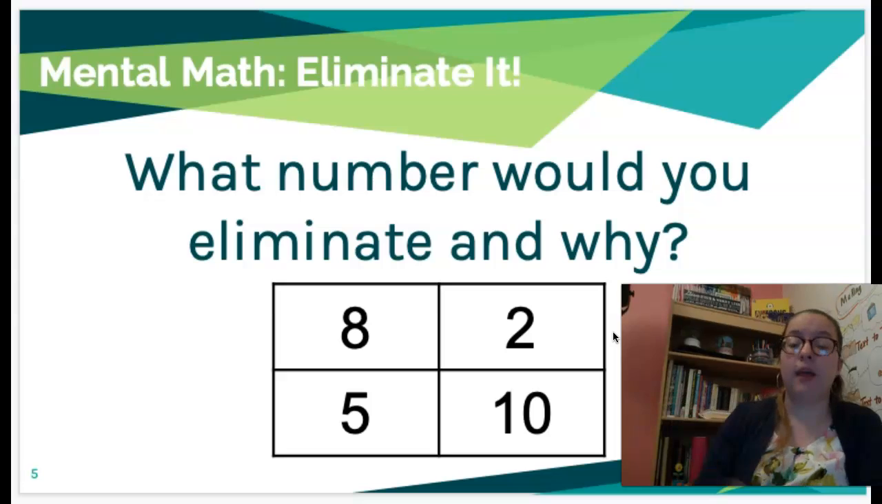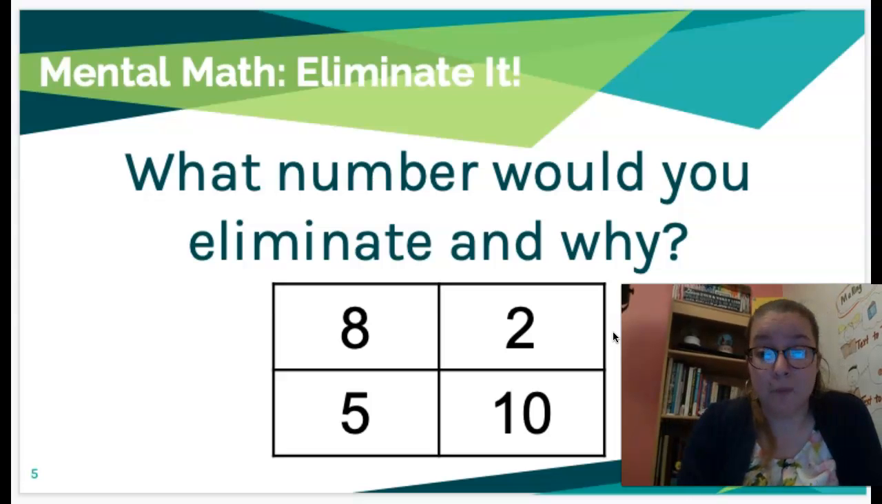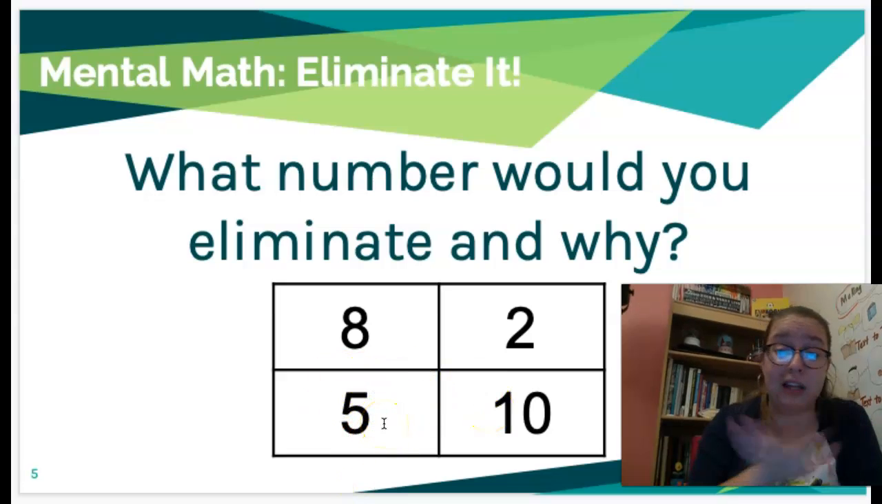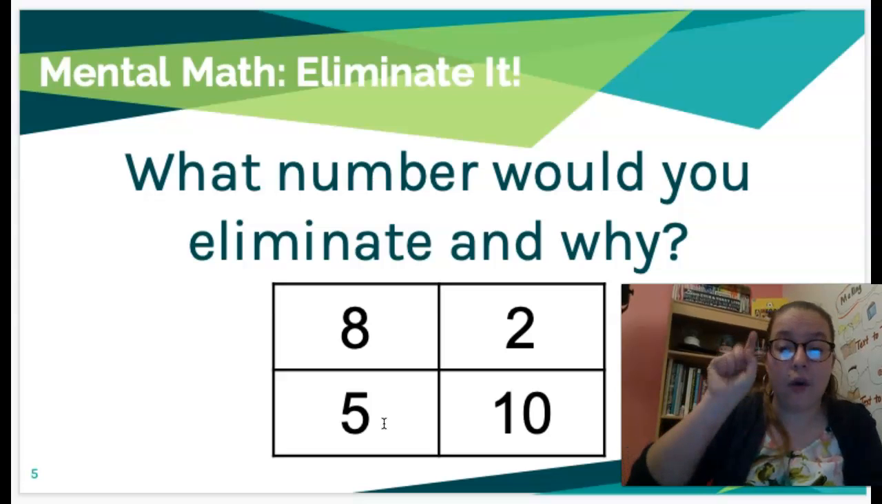So for example, if I was going to eliminate a number, I think I would eliminate the number 5. And I would do that because it is not an even number. If you look on there, 8, 2, and 10 are all even numbers. But 5 is the only odd number in there. So I would eliminate it. And that's why.